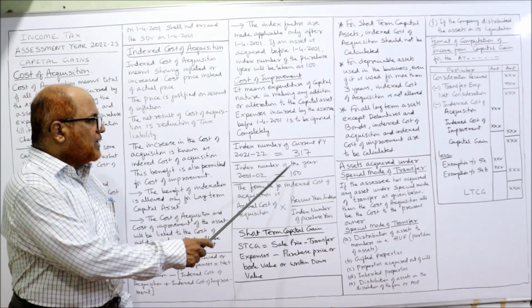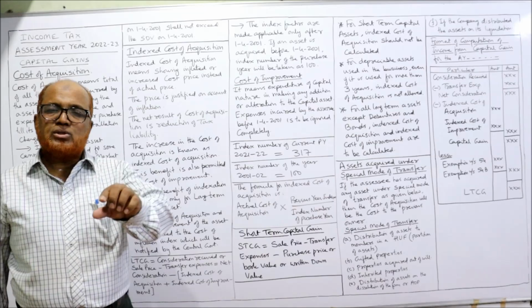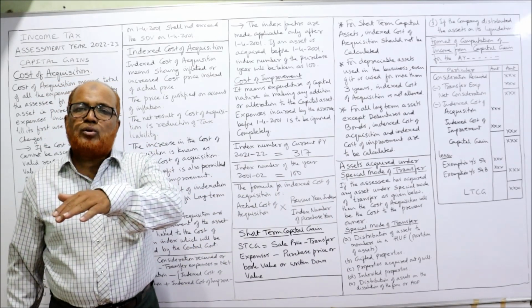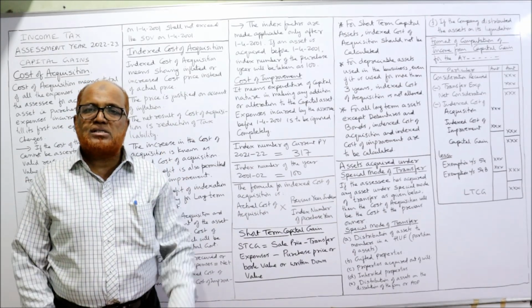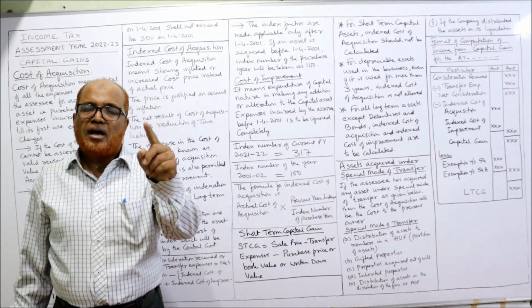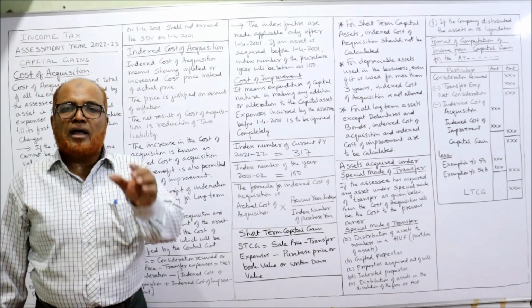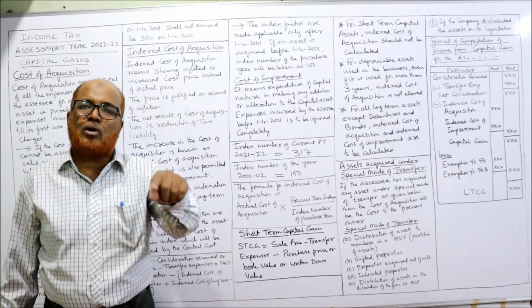Now, index number of the year 2001-2002. In the year 2001-2002, the index number was 100. Before 2001-2002, we don't have an index number. So these 2 years' indices you have to remember. 2001-2002 it is 100 and 2021-22 it is 317. The remaining years' index numbers need not be remembered because in the problem they will be given.